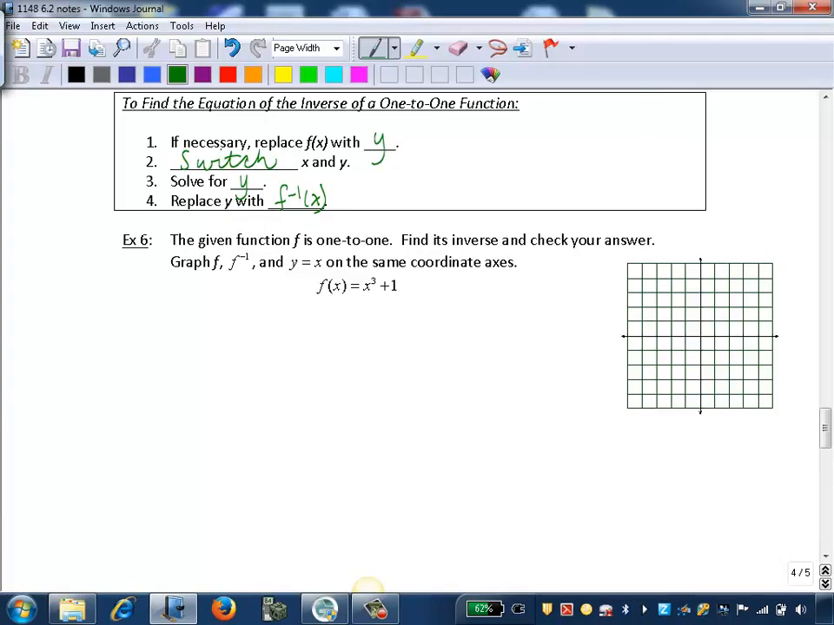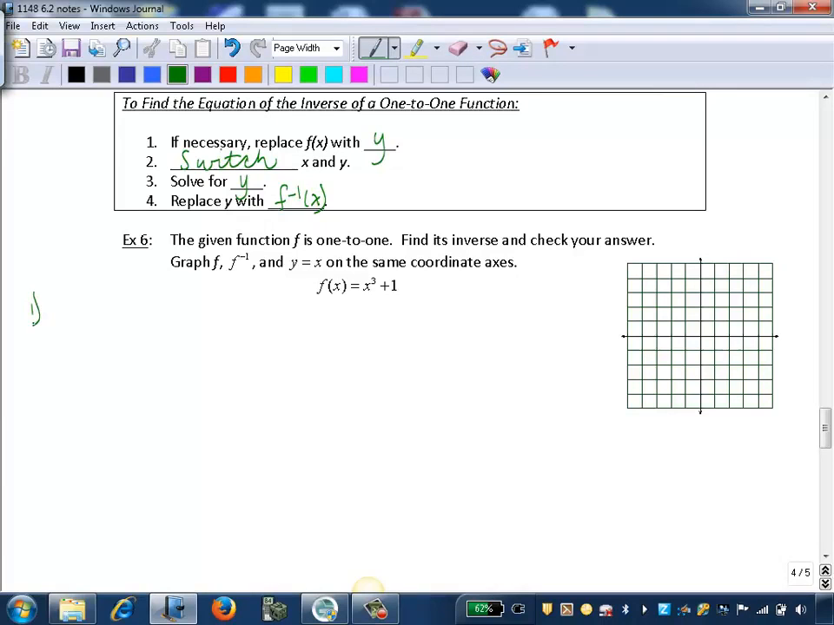So let's jump to example 6. We're given a one-to-one function, f of x equals x cubed plus 1. We're asked to find its inverse and check our answer, and then graph the function and its inverse, as well as the line y equals x on these coordinate axes. So let's first find our inverse.